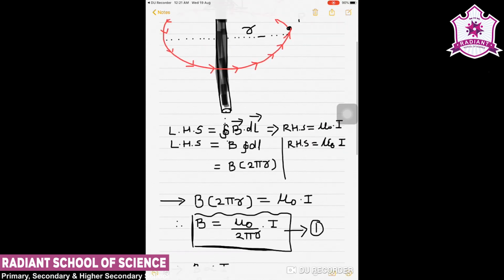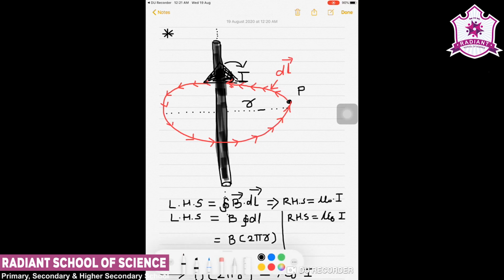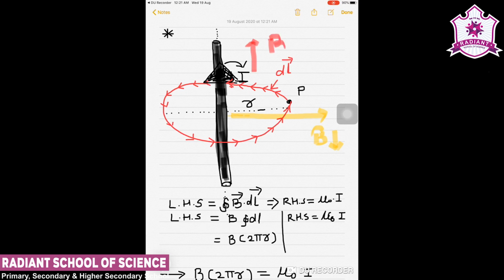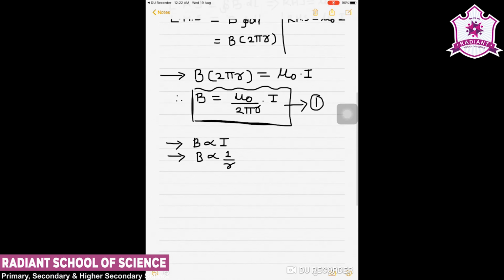So how can we understand this? We can understand it by this figure. Here in this figure, suppose this R is increasing. As we move away, B will decrease from the value. In the same way, if we increase the value of I, then B will also increase. So B is proportional to I, and B is inversely proportional to R, which indicates that the magnetic field increases with current and decreases as it moves away from the current carrying conductor. So this is the magnetic field due to a very long current carrying wire.